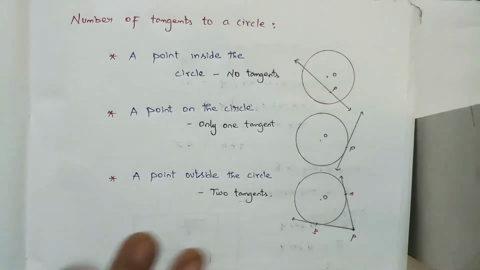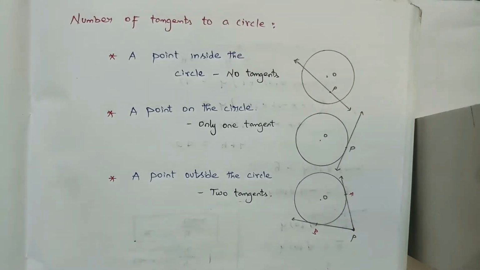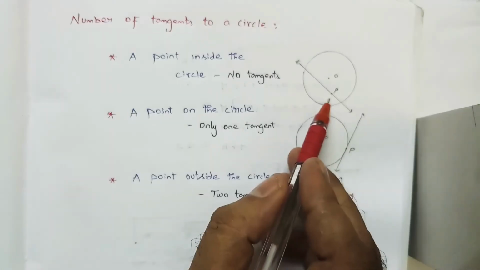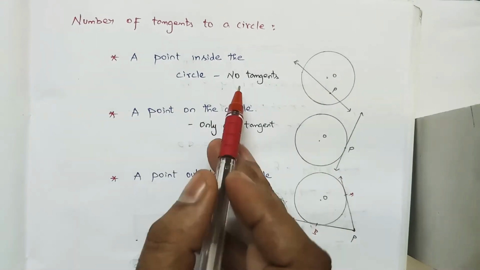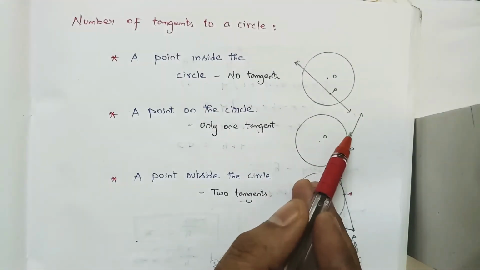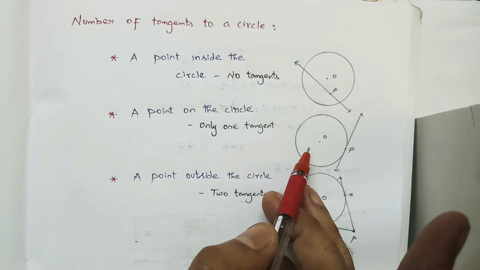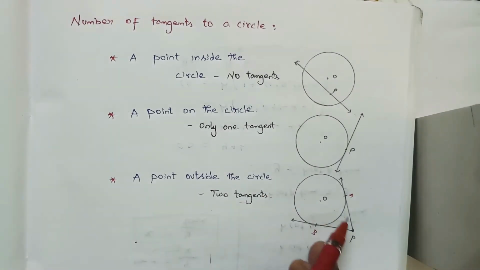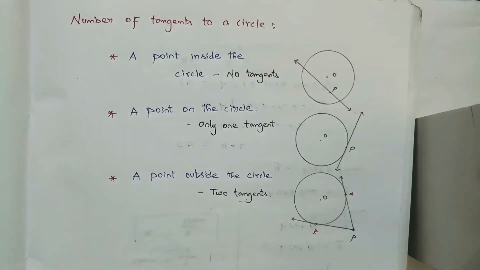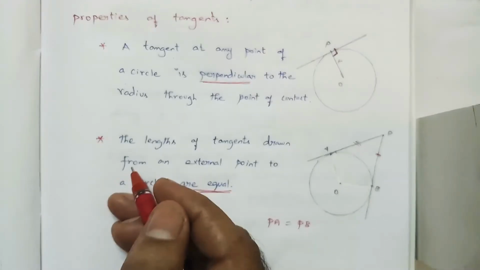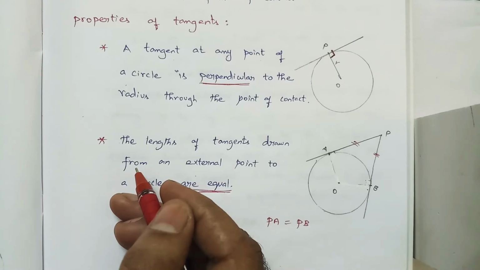Understood? You have to keep this in your mind, because they will ask you in 1-mark questions also. When a point lies inside the circle, no tangents. When a point lies on the circle, only one tangent. When a point lies outside the circle, only two tangents. Next, we are going to discuss properties of tangents.